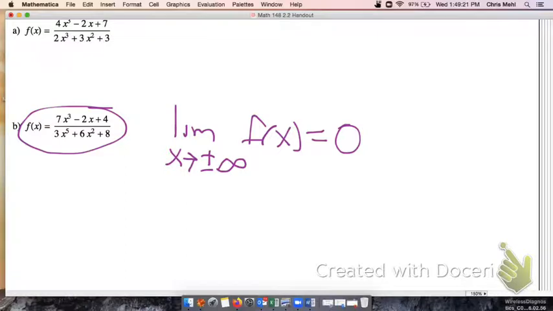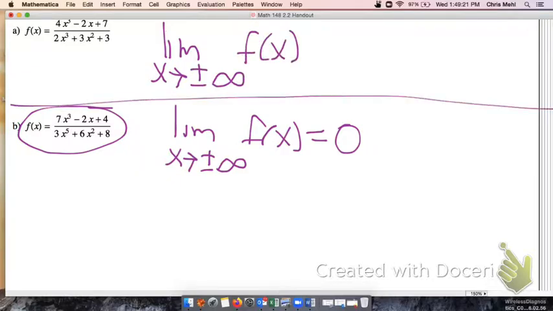Okay, and then same thing for part A. If the power of x in the top and bottom is the same, you're going to get the same limit. And if you look at the ratio of leading terms, 4x cubed over 2x cubed is just positive 2. So for A, y equals 2 is a horizontal asymptote. For B, y equals 0 is a horizontal asymptote. And then actually, part C, there is no horizontal asymptote because the end behavior was infinite.